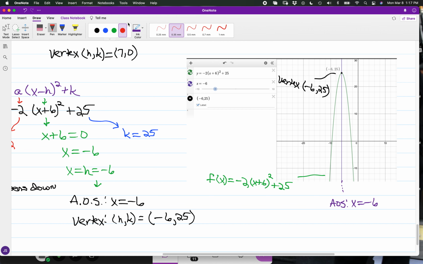And since it's binary, the vertex is either going to be a minimum or a maximum. And since the graph is opening downward, this has the vertex situated at the very top. So the vertex is a maximum.